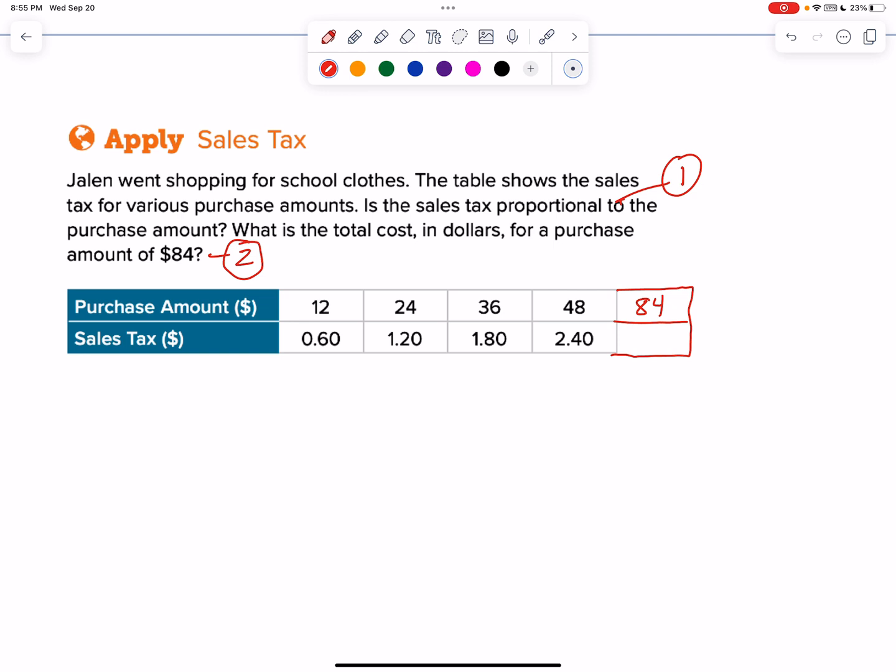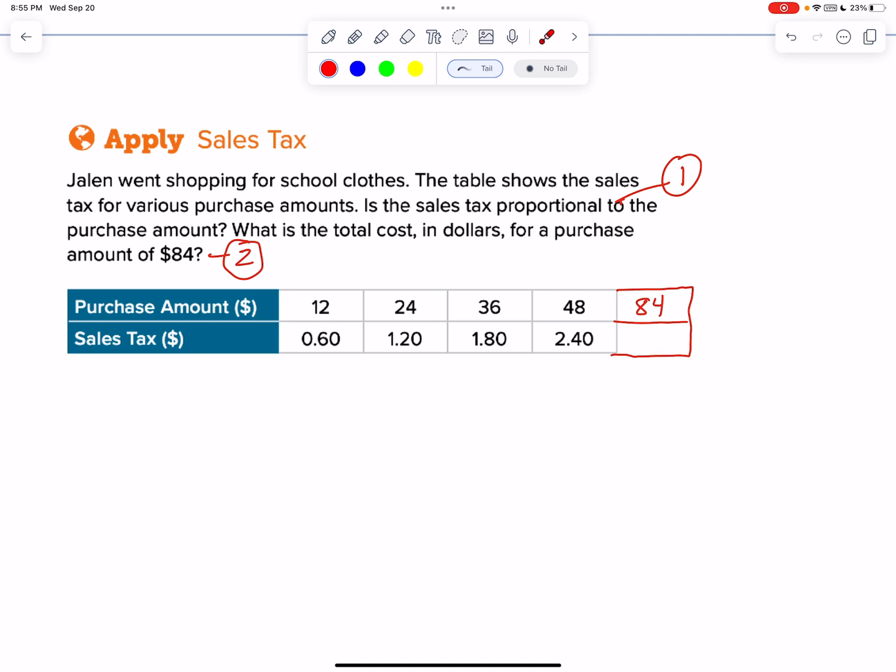Okay. We have 2 amounts of money, though. So this visually seems a little bit tricky. What do I put on top? They're both money. So sort of think about it. Do I want to know how much tax per dollar, or do I want to know how much I would purchase per dollar of tax?